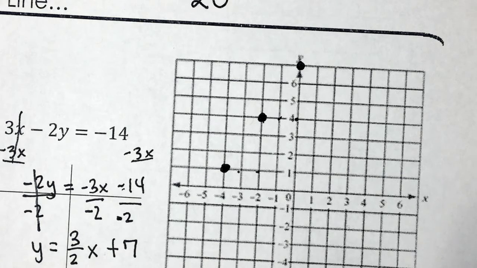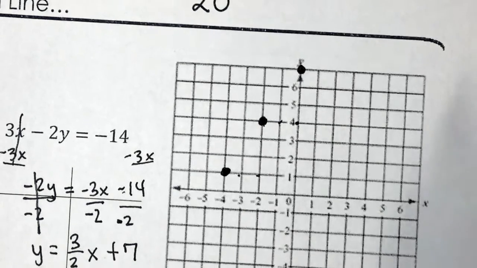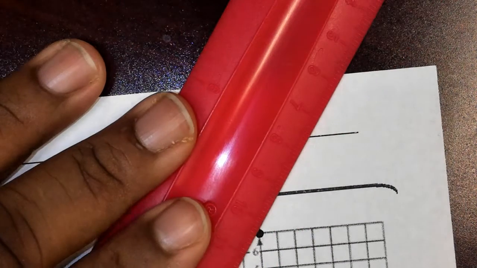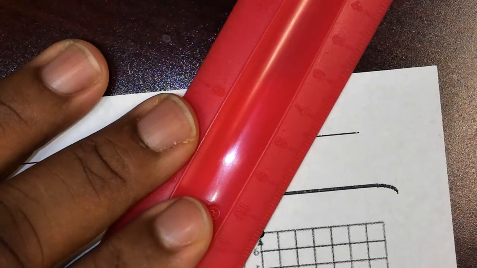Y'all okay with that? Anybody not okay? I can say it slower. It's gonna be the same thing though. Okay. Like I said, I usually like to get 3 points on there so I can draw a line. And then I'm going to draw my line through my stuff.